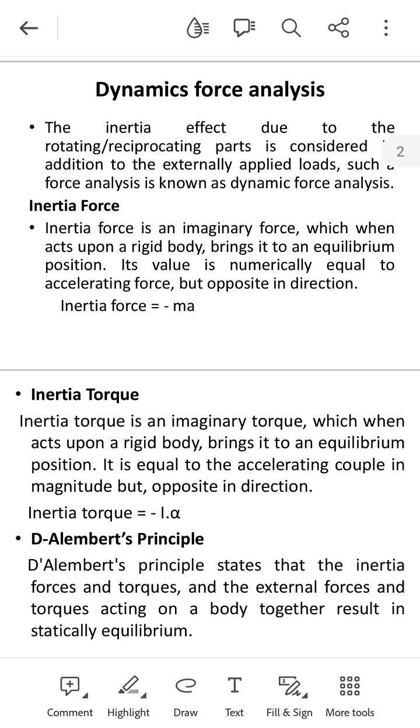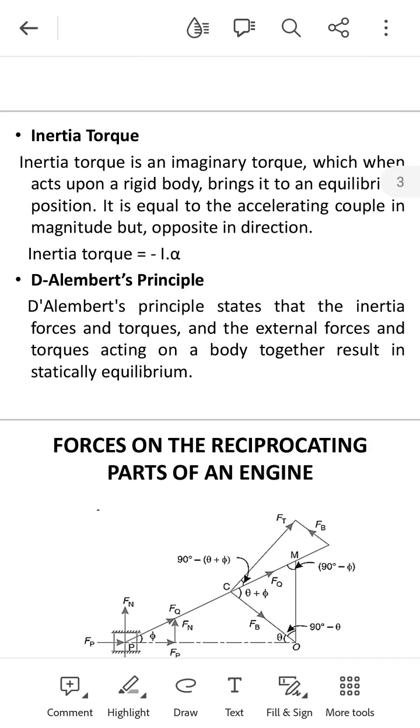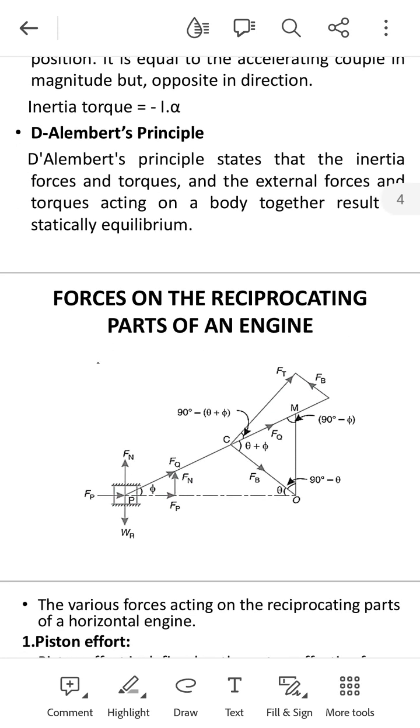Next, D'Alembert's principle states that the inertia forces and torques and the external forces and torques acting on a body together result in static equilibrium. Next, forces on the reciprocating parts of an engine, neglecting the weight of the connecting rod. This is the diagram for a reciprocating engine.